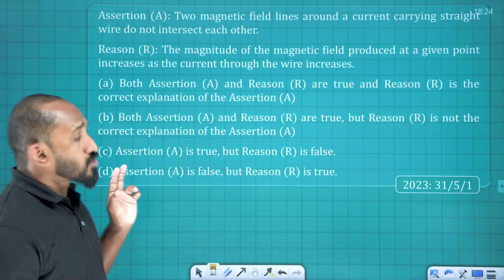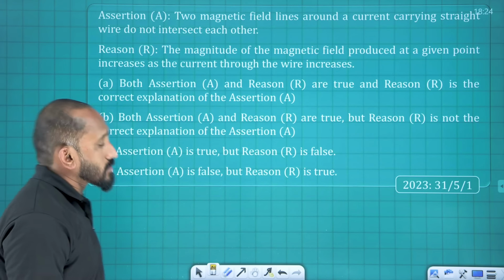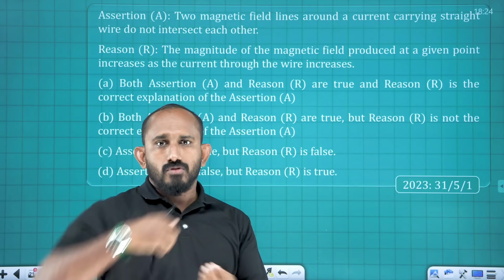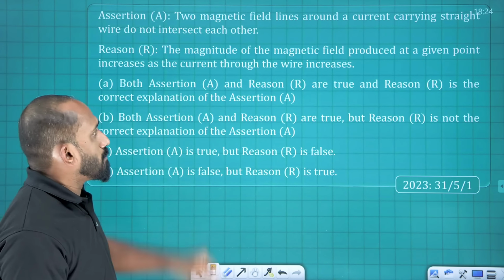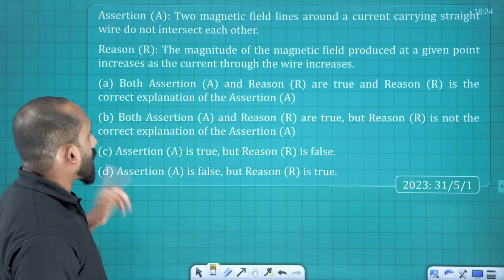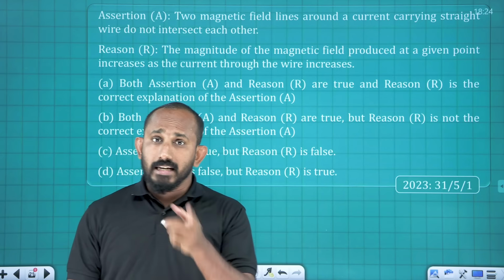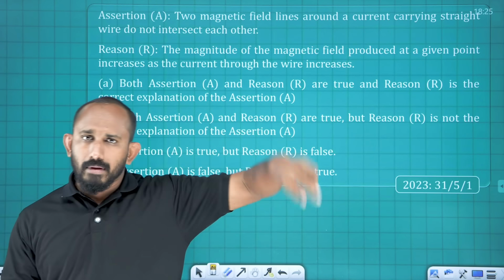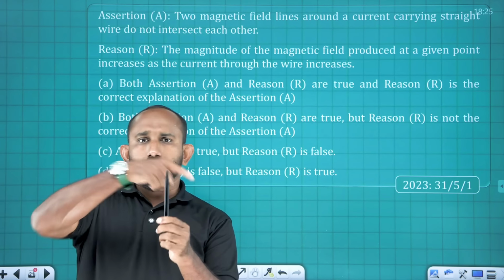The next question. Two magnetic field lines around a current carrying straight conductor do not intersect each other. Of course, we did the same topic. So they are concentric circles. So two lines never intersect each other. The magnitude of the magnetic field produced at a given point increases as the current through the wire increases. Sure, as the current increases, the magnetic field increases. But that is not the reason for the first case. As the current is increased, you get bigger and bigger circles. But for the same conductor, current is constant, so different circles are there.